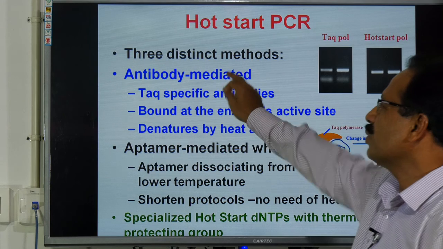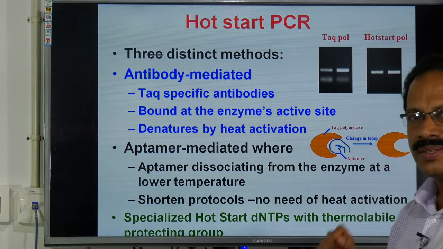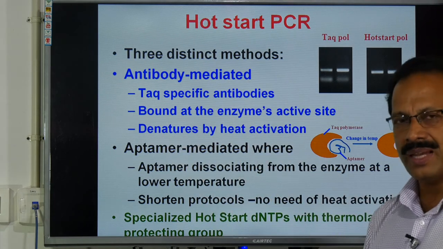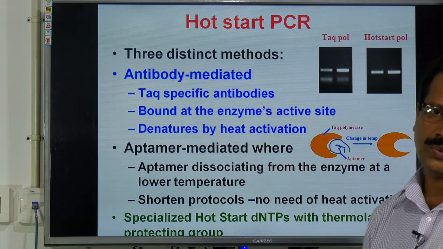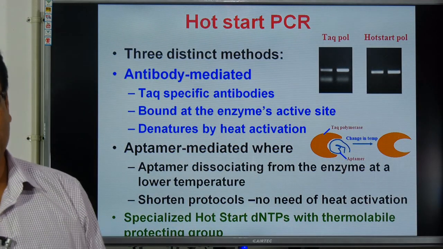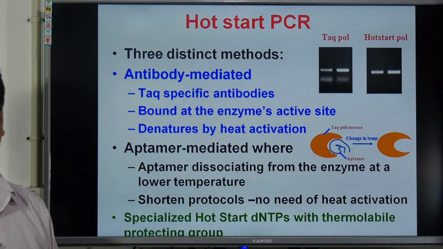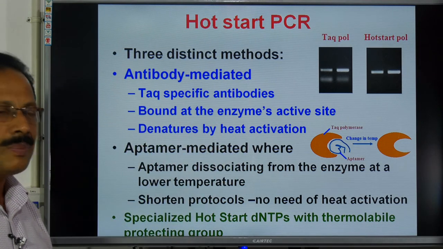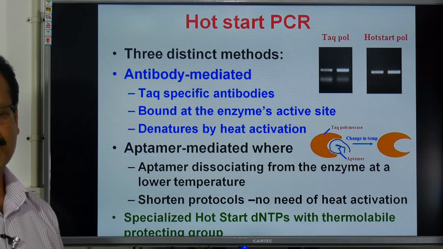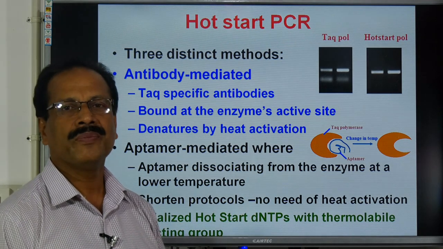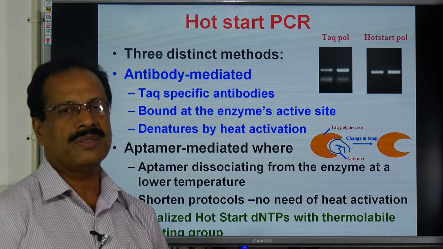First one is you are using an antibody. The antibody is attached to the active site of the enzyme, so that the active site is blocked. When you heat this enzyme to a particular temperature, what happens? This antibody gets denatured. These are protein molecules. They get denatured and they get separated from the active site, and the enzyme becomes active. Second is you are using an aptamer. Same principle. The aptamer is attaching to the active site of the enzyme until it is heated to a particular temperature.